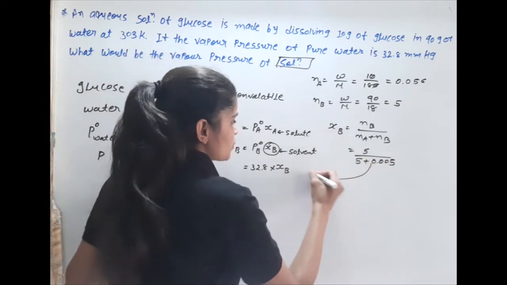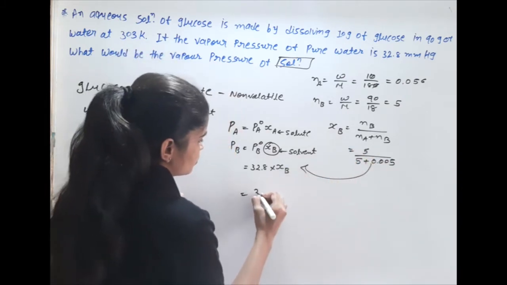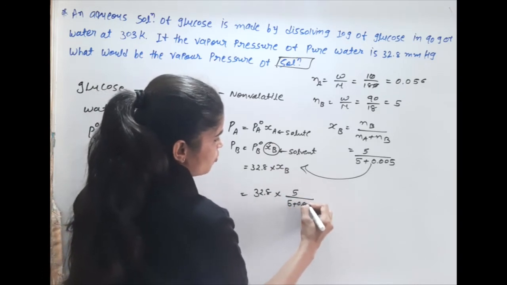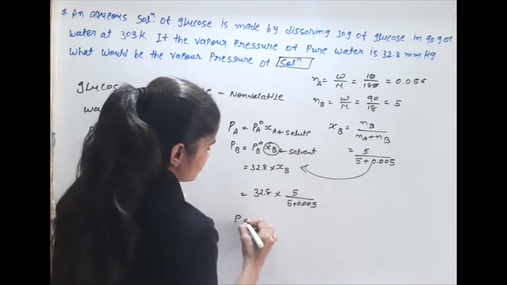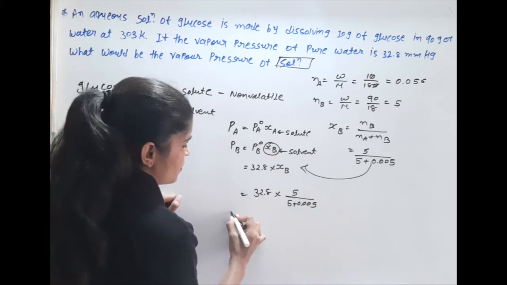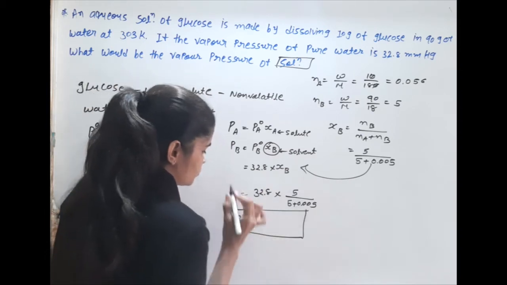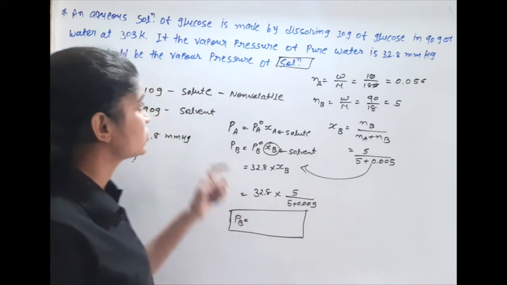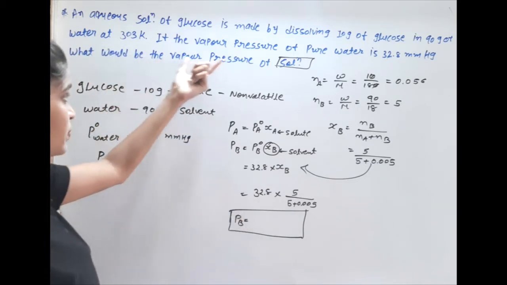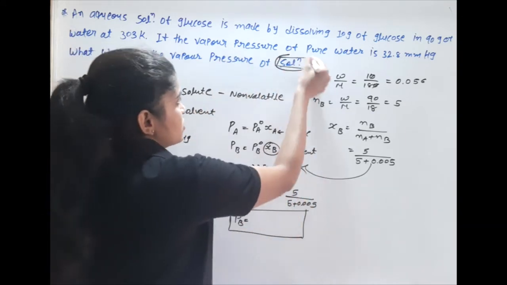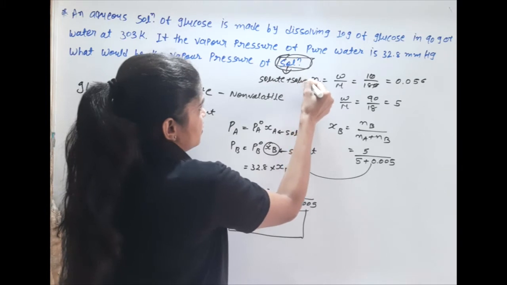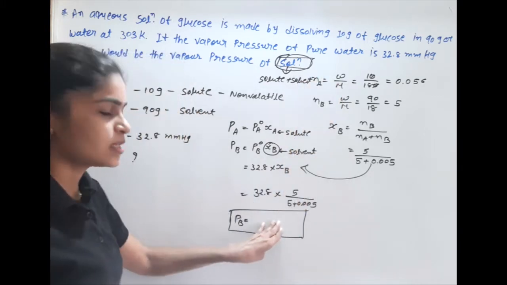So this value is XB. Put this value in this equation: 32.8 into 5 upon 5 plus 0.05. This gives the vapor pressure of the solvent. But we have to find the total vapor pressure. What would be the vapor pressure of the solution? Solution means the solute plus solvent. So this is the solvent.